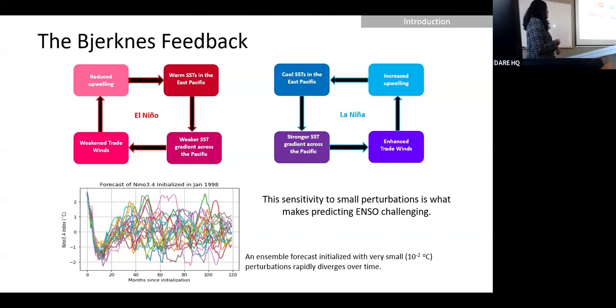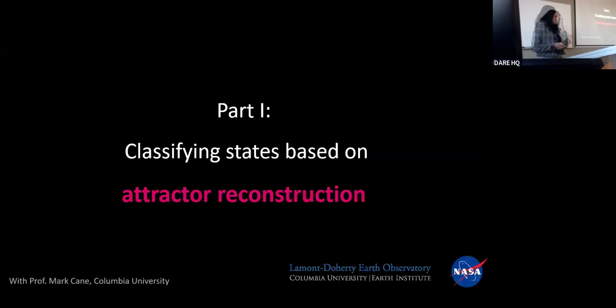And over time, so this is the number of months since you start, you see they rapidly diverge, and the prediction becomes effectively meaningless about 2 years out. And this is because any very small perturbation can be quickly amplified through those feedbacks that I was describing. So this puts it in a class of systems known as chaotic systems. And the first of the 3 projects I'm going to showcase is using attractor reconstruction, which relies on the mathematics of chaotic systems.